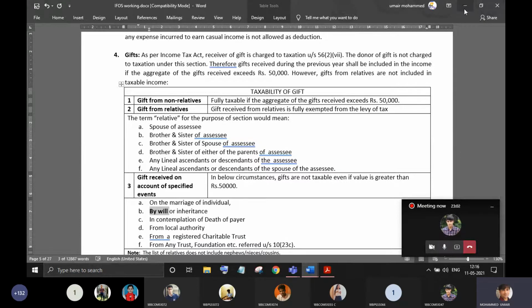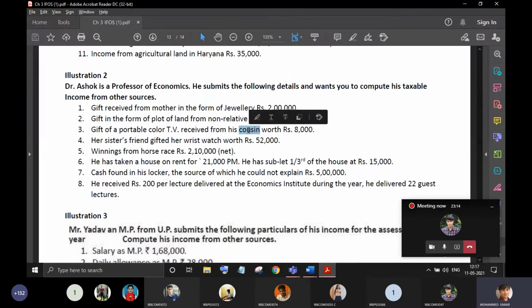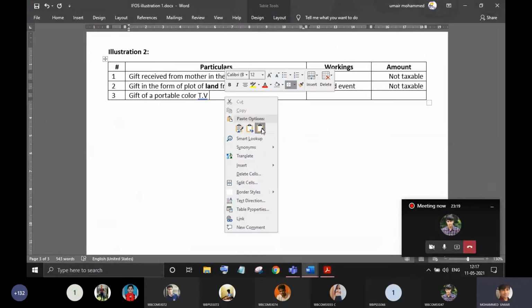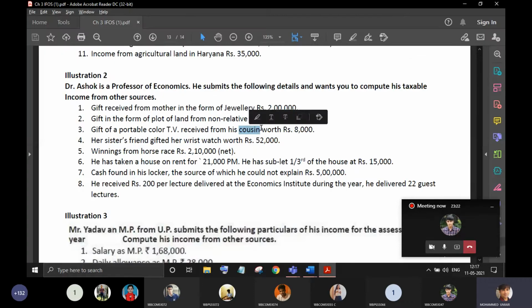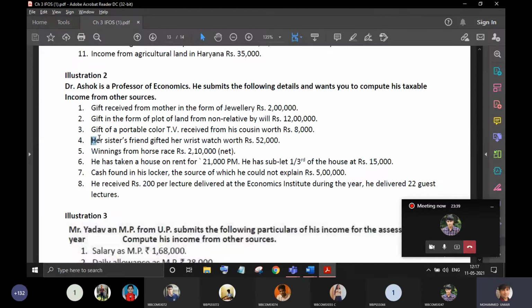So let's write here from cousin. Cousin is a non-relative, and gift received from a non-relative is taxable only if the value of such gifts exceeds 50,000 during the previous year. So here, has the value of the gift exceeded 50,000? The answer is no. The value of the gift is only 8,000. Right? Next, gift: her sister's friend gifted her a wristwatch.